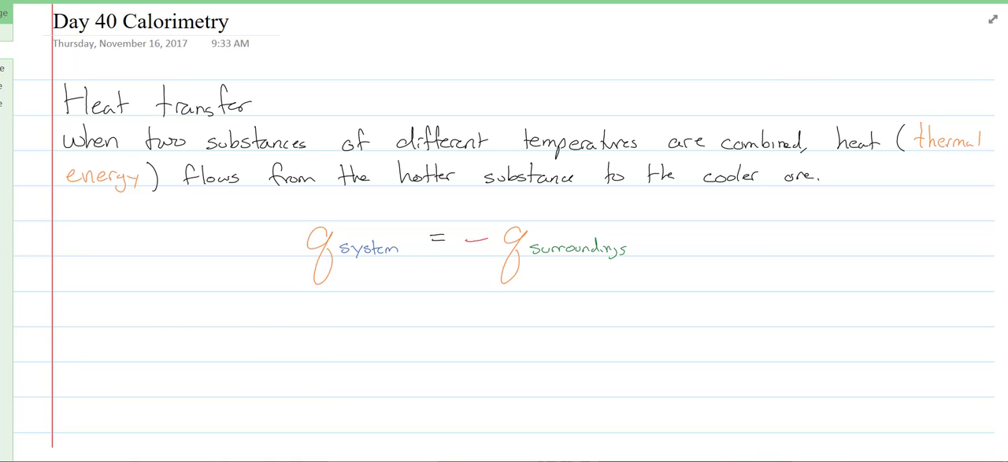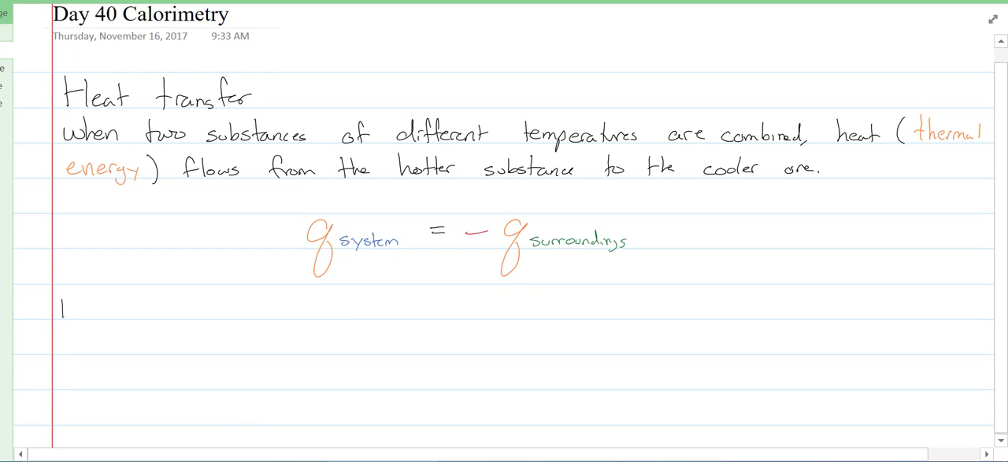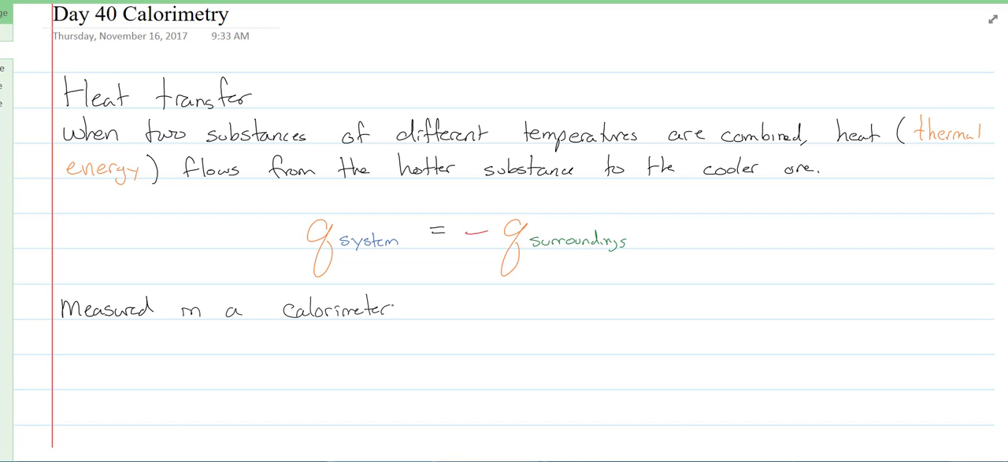Now, how do we measure this? This is measured in a calorimeter. I always pronounce it calorimeter in class because we have color meters and calorie meters. Color meters have to do with light measuring, and calorie meters have to do with heat measuring. There's two types.